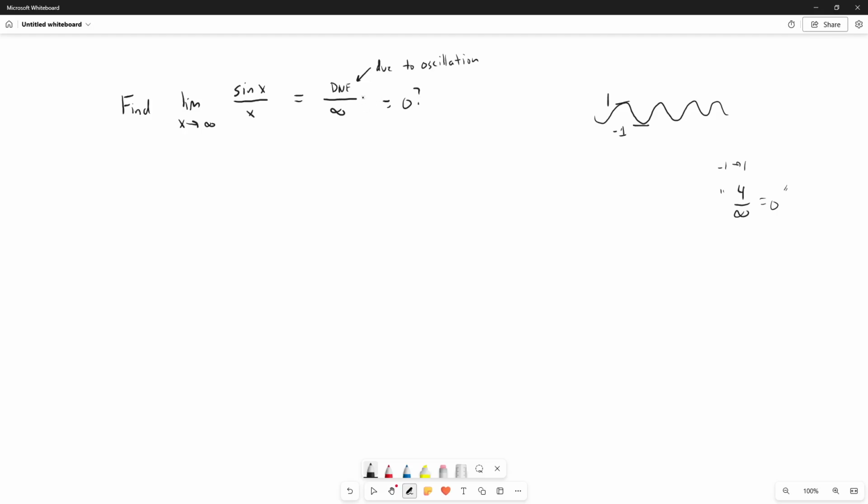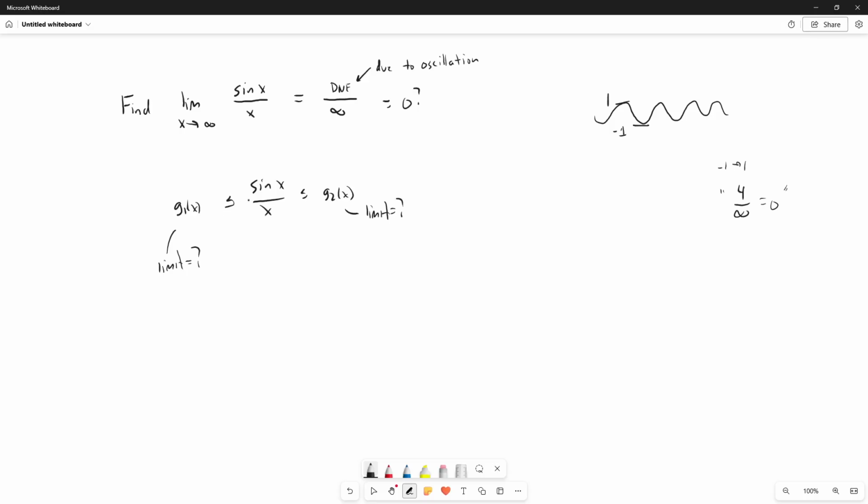But we can't be certain, and to determine that it is in fact 0, we use the Squeeze Theorem. So we want to say that the sine of x over x is between two other functions, and then we want to compute the limits of these functions, this one and this one. And if both of these limits are the same, then the Squeeze Theorem tells us that the function in the middle shares that common limit.